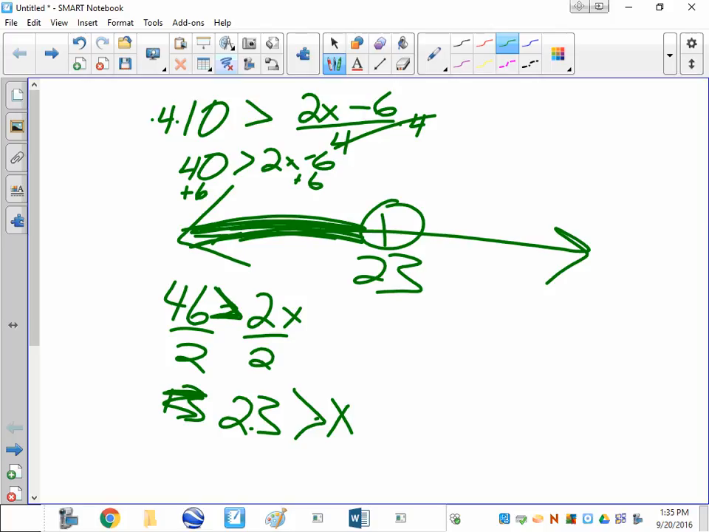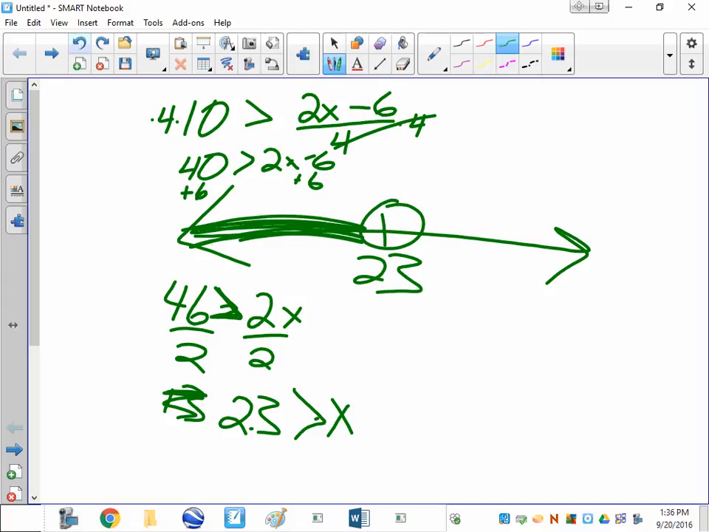Now, if you're ever unsure about which way to shade, it's really easy. All you do is plug in 0, and you see if 0 works or not. 0 is the easiest number to plug in. If we plug in 0, 0 times 2 is 0, minus 6 divided by 4 is negative 6 over 4. Is negative 6 over 4 less than 10? Yes. So 0 works. If 0 works, then everything around 0 should also work. Does that make sense?